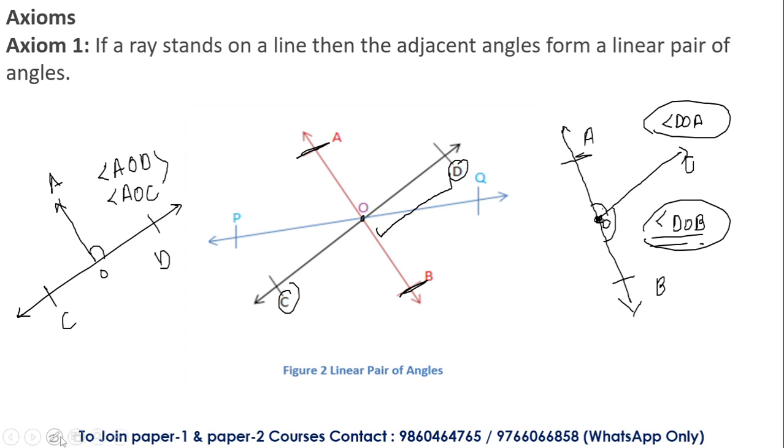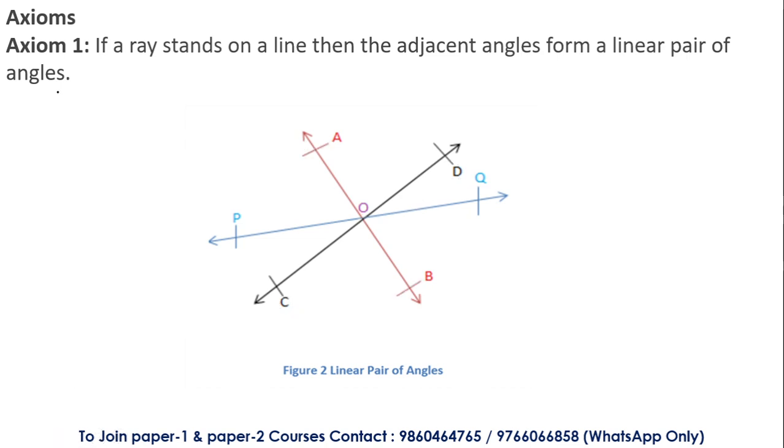I'll note it over here after rubbing all this. In this particular figure, we can conclude that angle AOD is a linear pair with angle AOC. Just note it down. Angle AOD and angle AOC, these are the linear pairs.